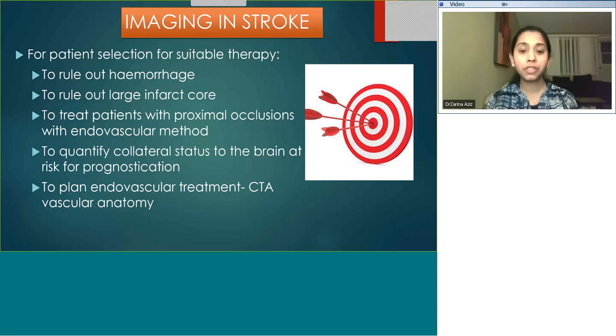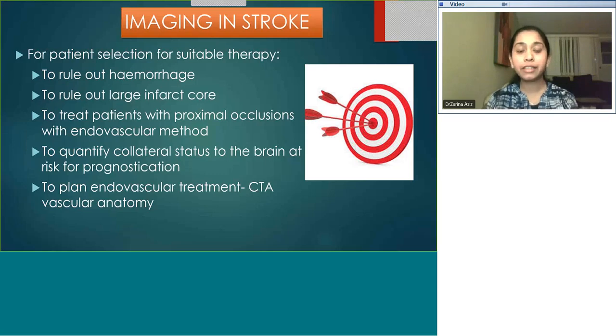And you treat the patients who have proximal occlusion. Proximal occlusion means when you see a clot sitting in the internal carotid artery, or the first segment of the middle cerebral artery, or the first segment of the anterior cerebral artery. I'm speaking only about anterior circulation because posterior circulation strokes are fewer in number, they're rare, and there is still no defined paradigm for treatment of posterior circulation strokes. So we are speaking all about anterior circulation strokes. You have to pick up the patients who have these proximal occlusions because these are amenable to endovascular techniques.